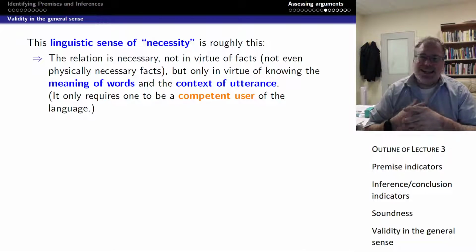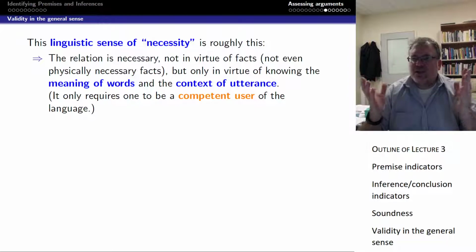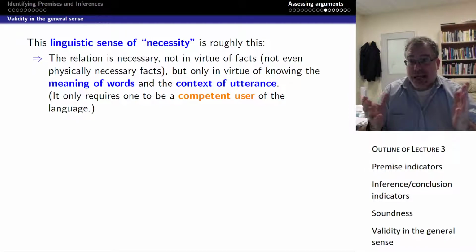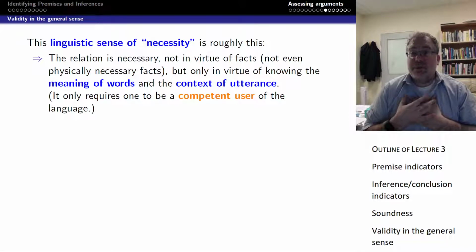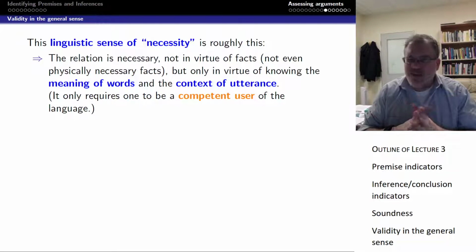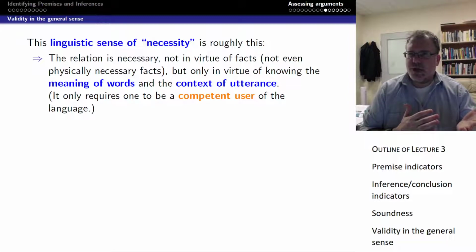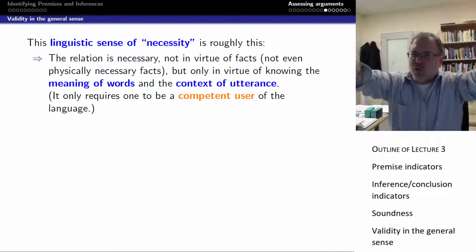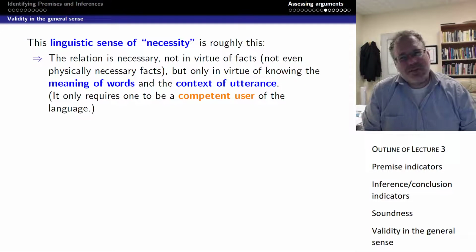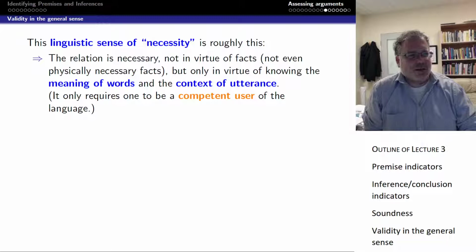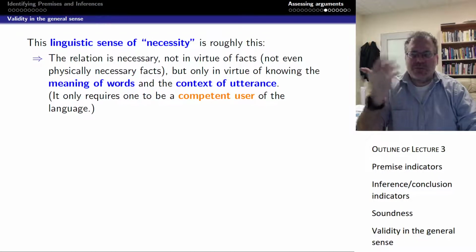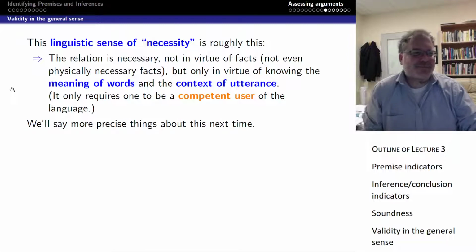And the idea is that you shouldn't have to know anything about physics in order to see that the conclusion follows from the premises. All you should need is an understanding of how the language works. So if you're a competent speaker of English, you should be able to see that if the premises are true, the conclusion is true as well. No knowledge of the world, the world's a messy place. We don't want to have to go there in order to do logic, right? So just knowing the meaning of words should be enough for us.